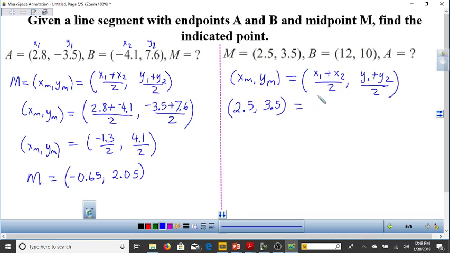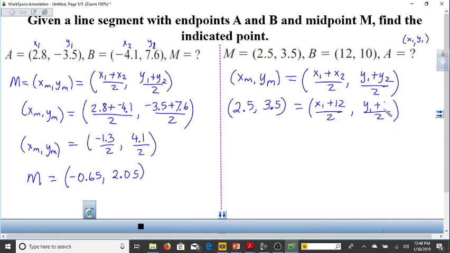Now we don't know x1. Let's call the coordinates of A x1 and y1. So we don't know x1, but we do know x2. x2 is the x-coordinate of B, which is 12. And so that's the average of x1 and 12, and the average of y1 and y2, which is 10.